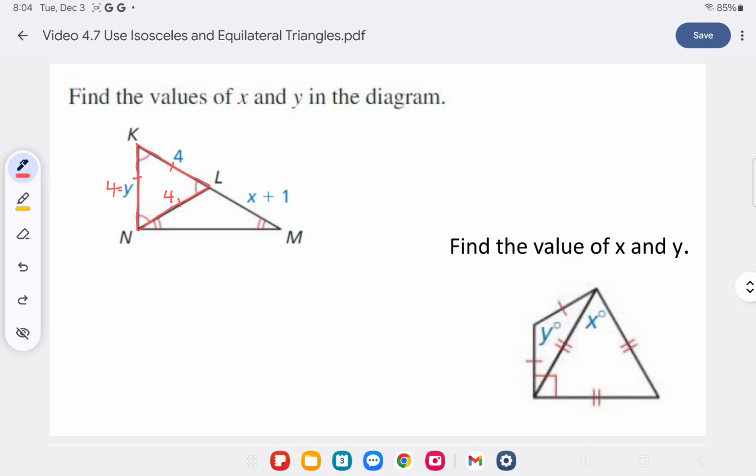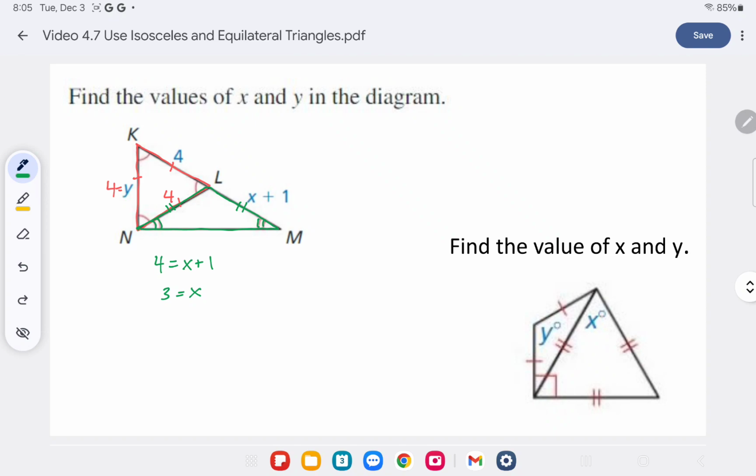And if NL equals 4, that helps us find what X is, because this triangle on the right, triangle NLM, is isosceles. We know it's isosceles because two angles are marked as congruent: angle M and this angle over here with a vertex of N. So because two of the angles are congruent, that means two of the sides are congruent. So 4 is going to be equal to X plus 1, which means that X needs to be 3.